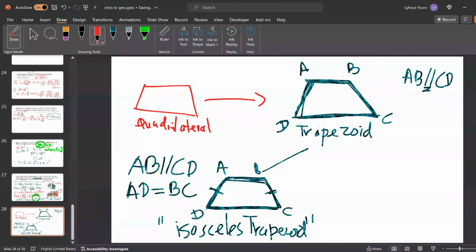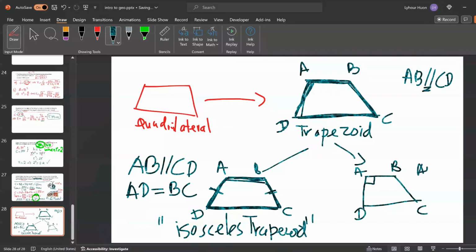And then the other one, they still think, okay, a trapezoid has two opposite sides parallel. What if this angle is a right angle? Let's say AB, CD. If we have AB parallel to CD, and angle A, let's say angle A is 90 degrees.